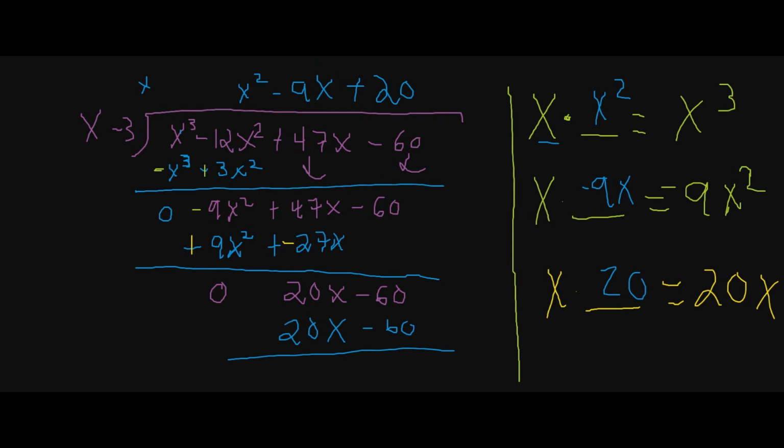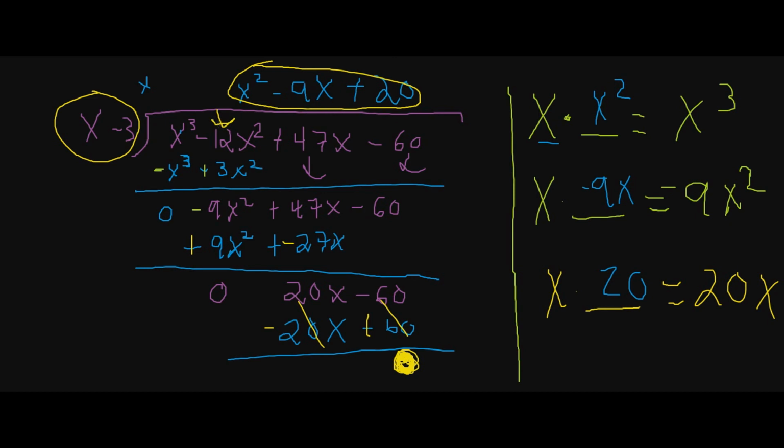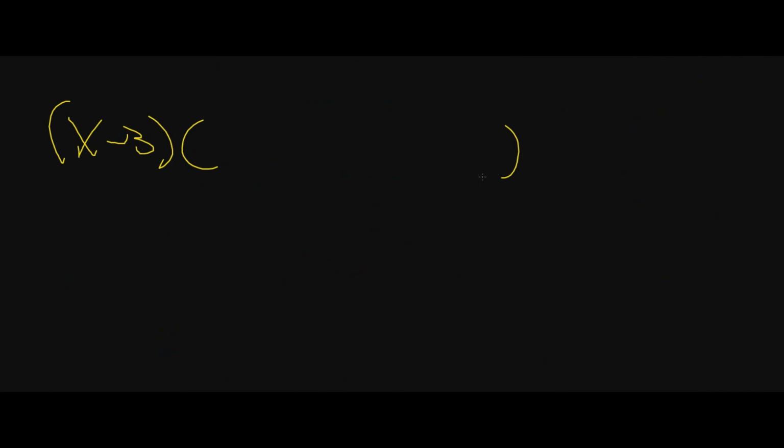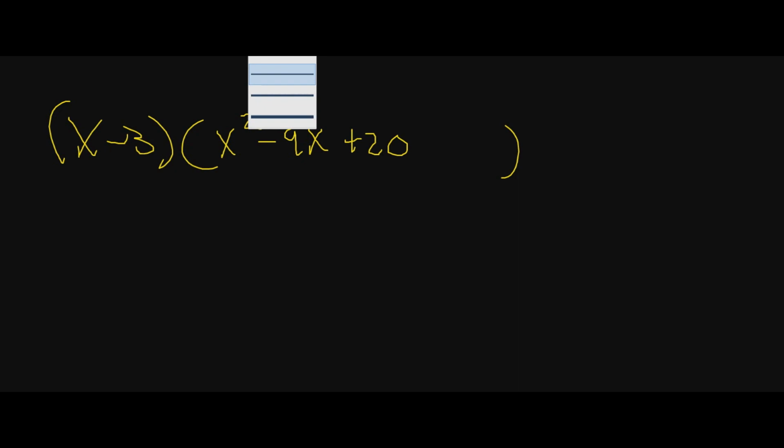Just like before, we're going to flip the signs on them. All right, and that's going to be gone, and it's negative 60 plus 60. Well, that's just 0, so we get a remainder of 0. And at least for our class, we should always be getting a remainder of 0. Now, what this means is, finally, it's saying that x minus 3 multiplied by this right here is going to give me the equation we had originally. And so we can, right below, write it as, well, x minus 3 multiplied by x squared minus 9x plus 20.